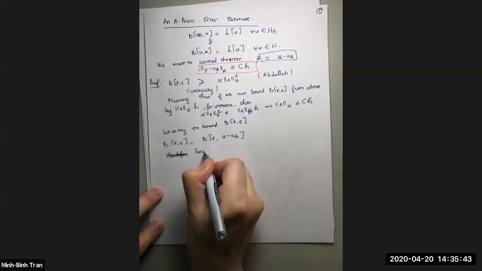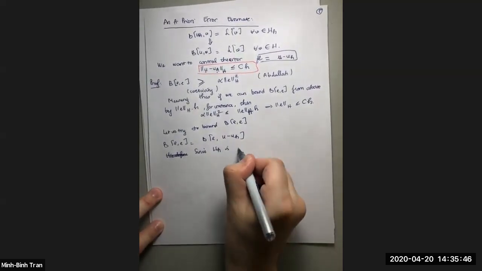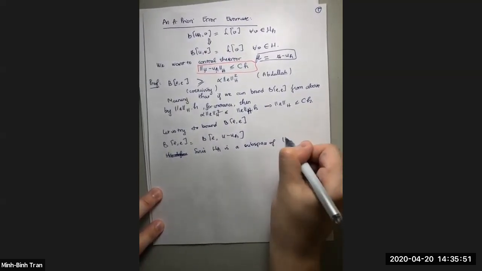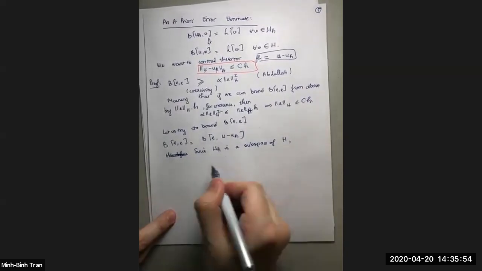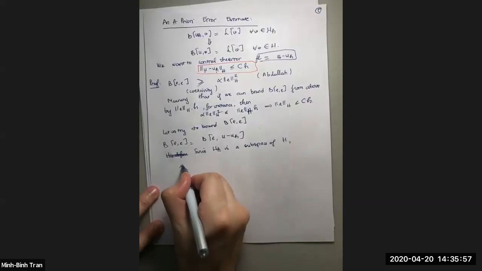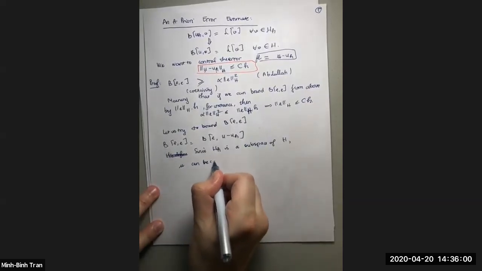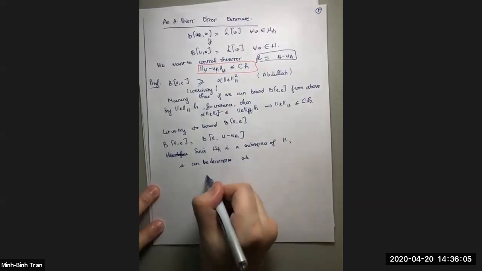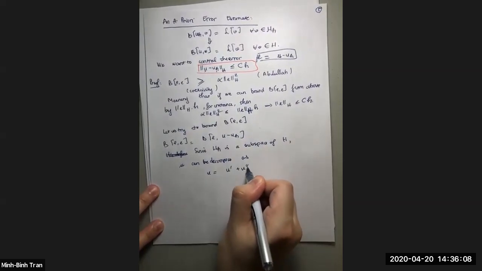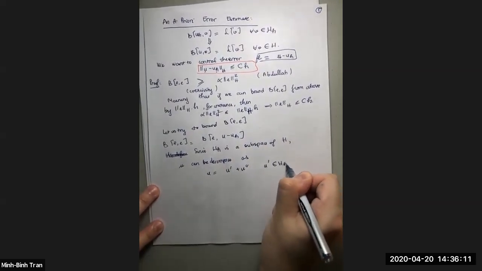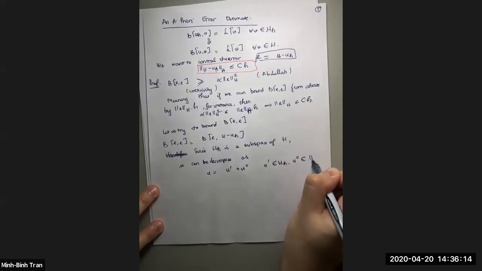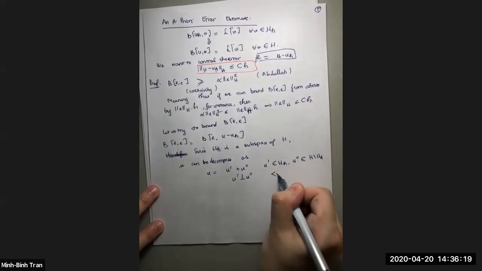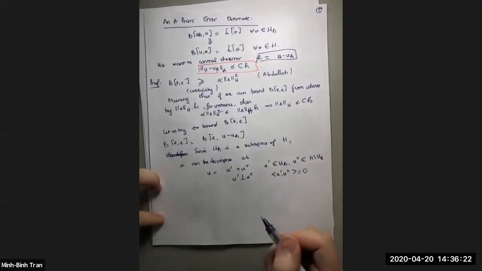So since HS is a subspace of H, U can be decomposed as U equals U prime plus U second, with U prime in HS, U second in H minus HS, and U prime is orthogonal to U second in the sense that the inner product of U prime and U second is 0. Right?